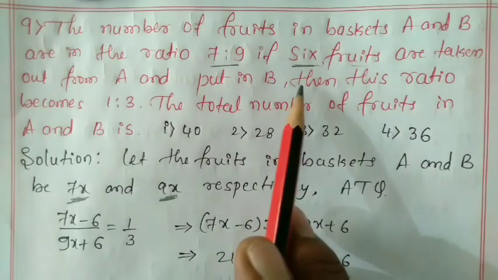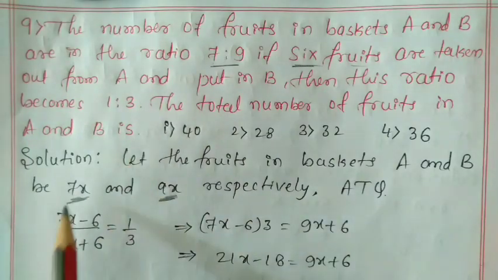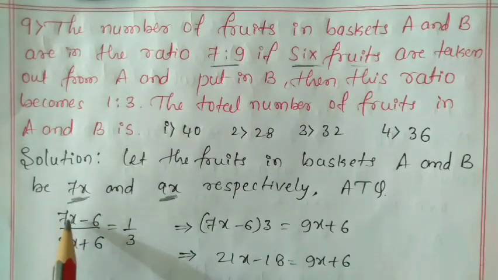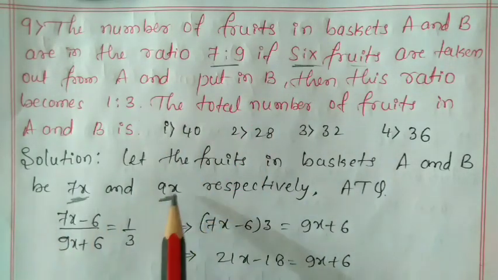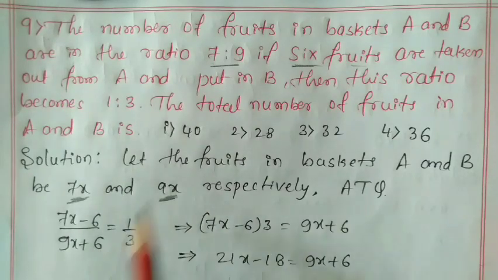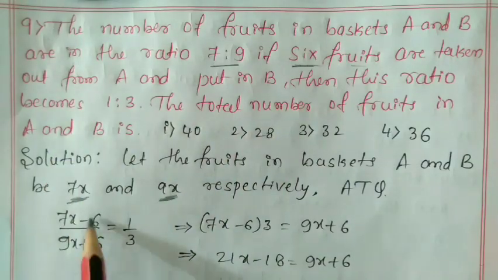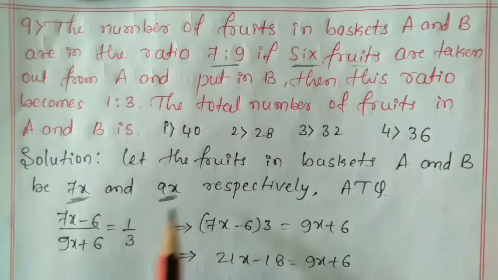Okay, according to the question, 6 fruits are taken out from A. So in basket A, 6 taken means you can write minus 6, divided by, put in B means 9x plus 6, they are putting here. Then the ratio becomes 1:3, or 1/3 also you can write. Okay, this is very important. Once again you can watch it, stop and watch it, and then you will understand.